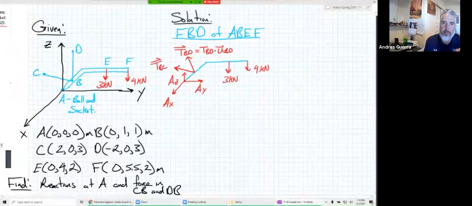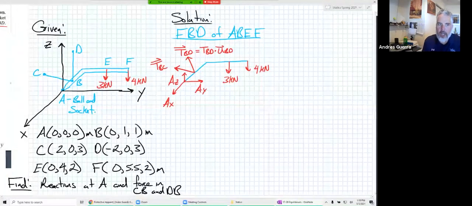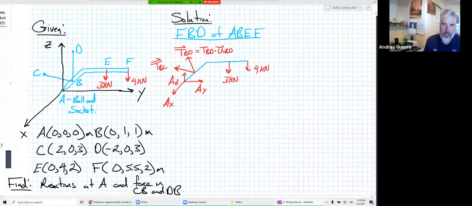We just don't know the magnitude of that force, but we don't want to think about that TBD as an unknown X component, an unknown Y component, an unknown Z component. We want to think about it as an unknown magnitude times the direction that it's going in. So TBC, same thing. I didn't give myself a lot of room here, but TBC times the unit vector from B to C right there.